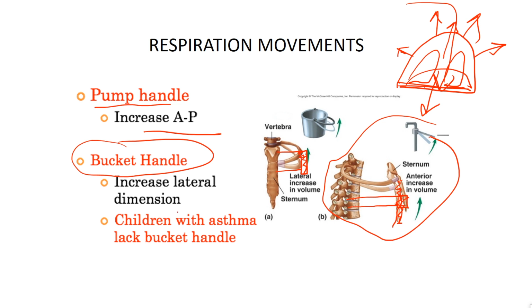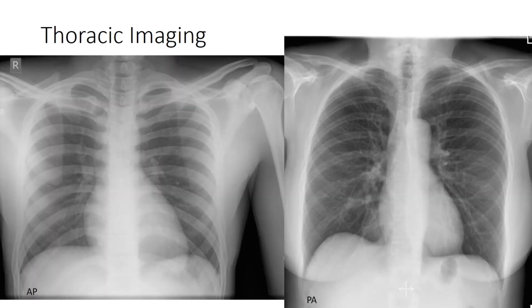In addition, this does not happen with children with asthma. They do not have this aspect of lateral bucket handle, so they kind of lose that defense mechanism when they need to be able to breathe air. And so that bucket handle is missing in children with asthma. As far as high yield, this isn't that high yield of a question anymore, but sometimes they can ask it, and that's that lateral dimension bucket handle. Children with asthma lack that bucket handle movement.